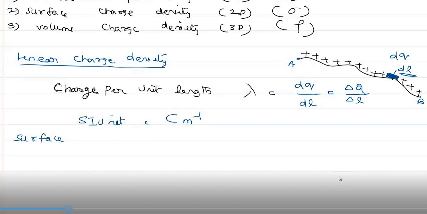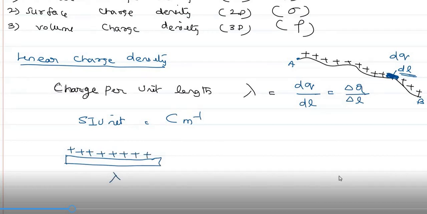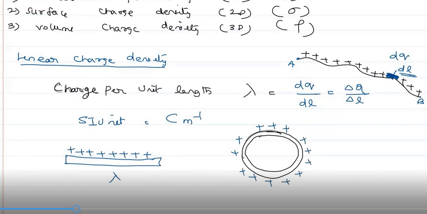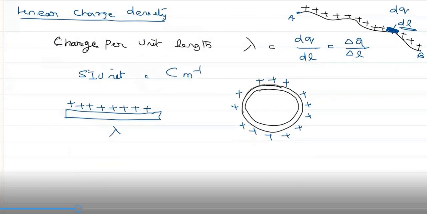Now the next one is surface charge density. Here I forgot to give examples for linear charge density. A straight conductor line, where the charges are arranged uniformly, gives lambda. Another example is a ring. A ring means a straight wire bent into a circular ring. The charges will be arranged on the outer surface. This is the linear charge distribution, a single line charge.